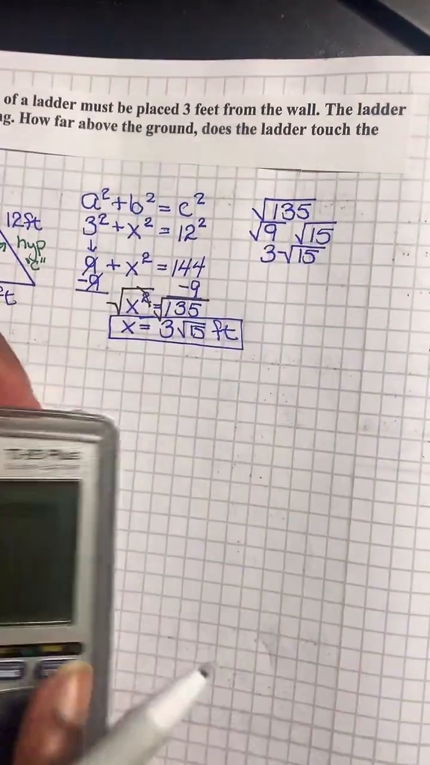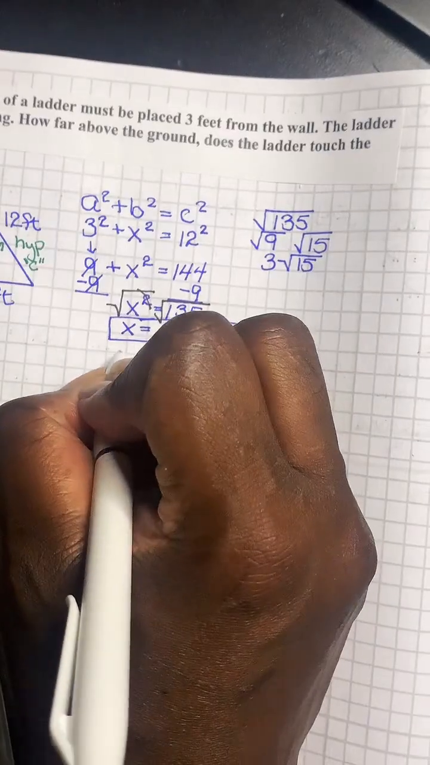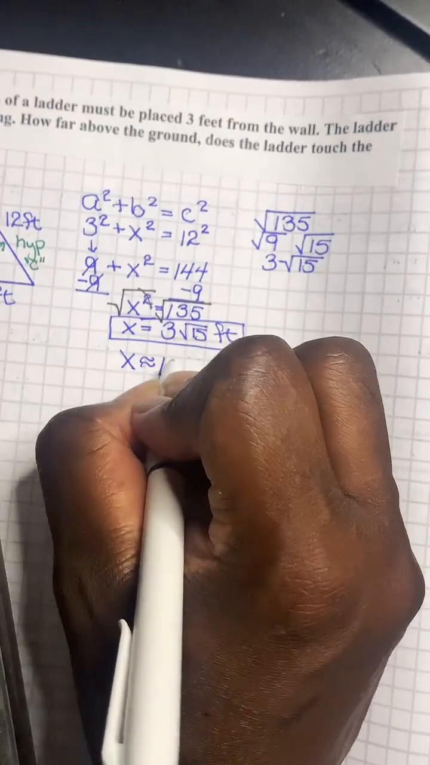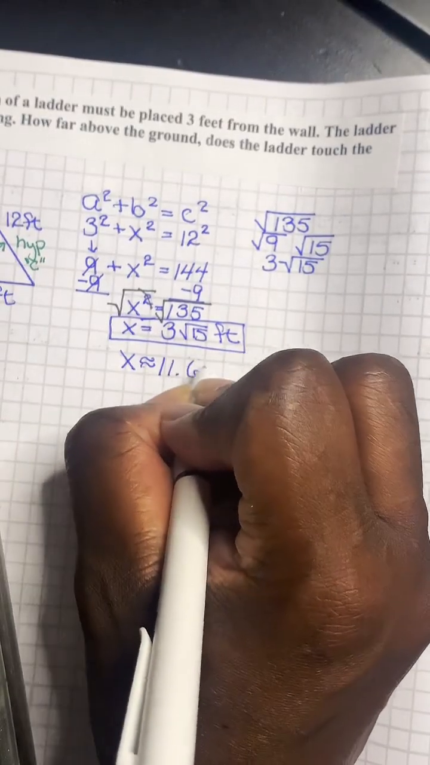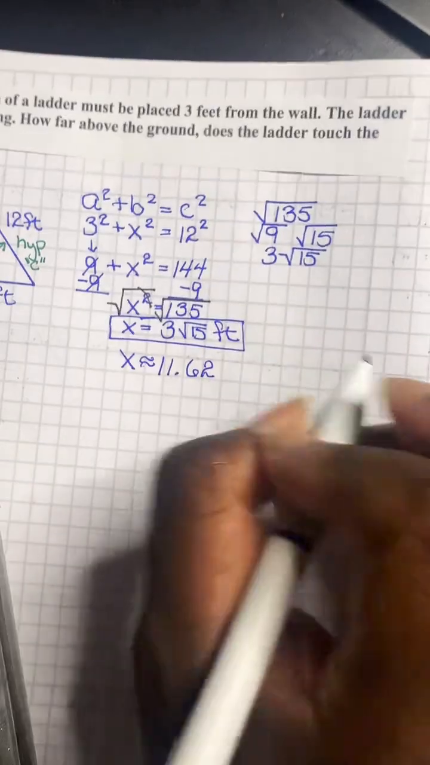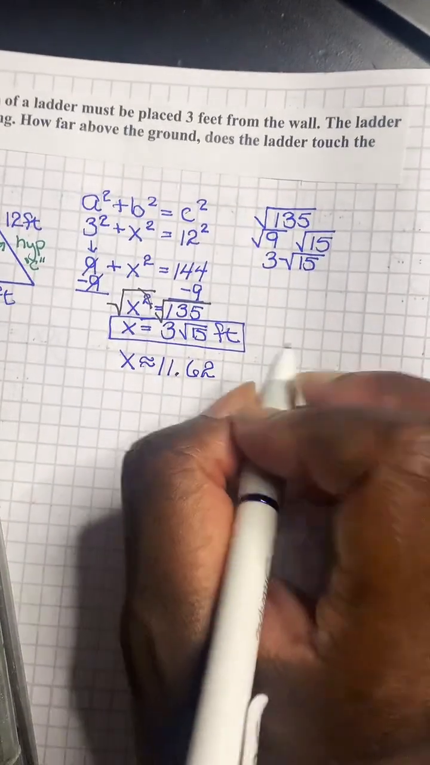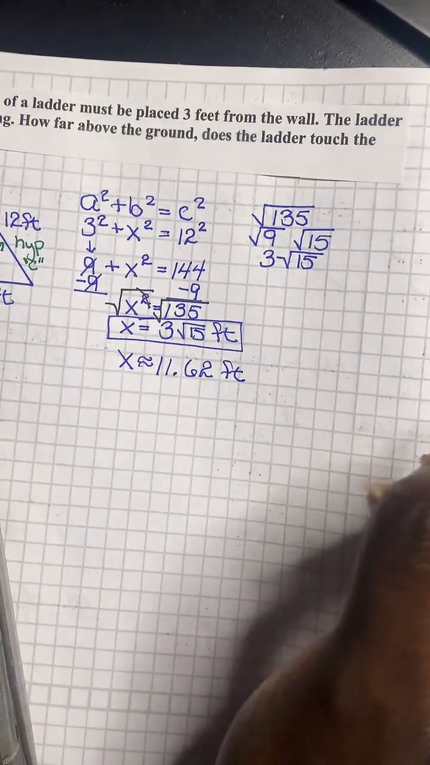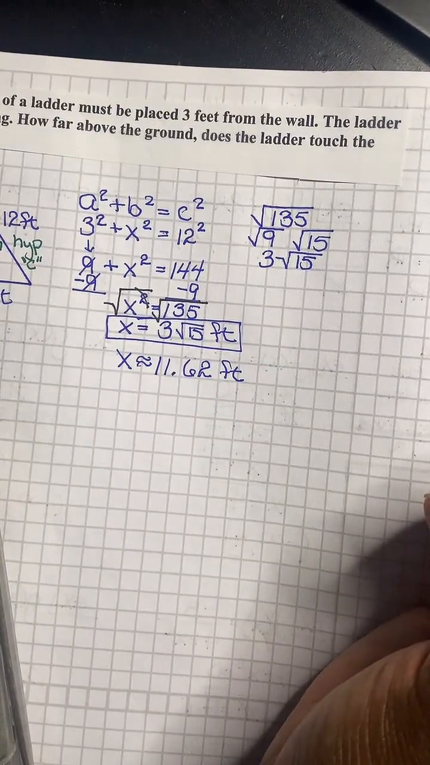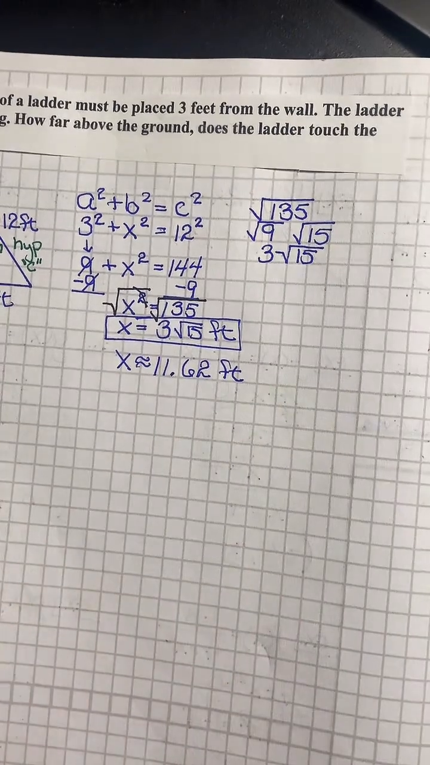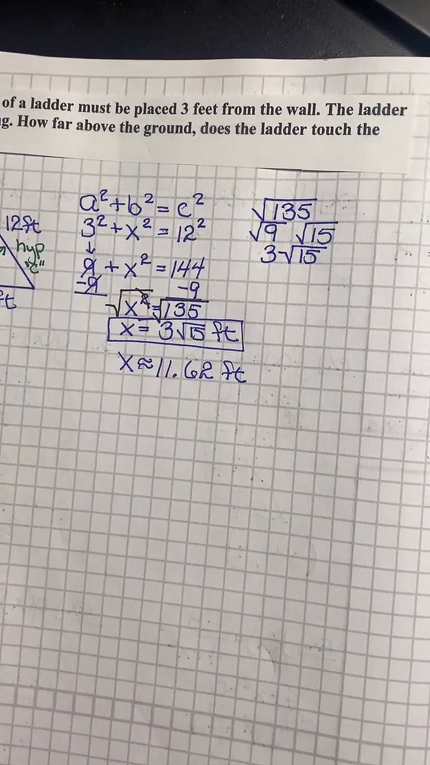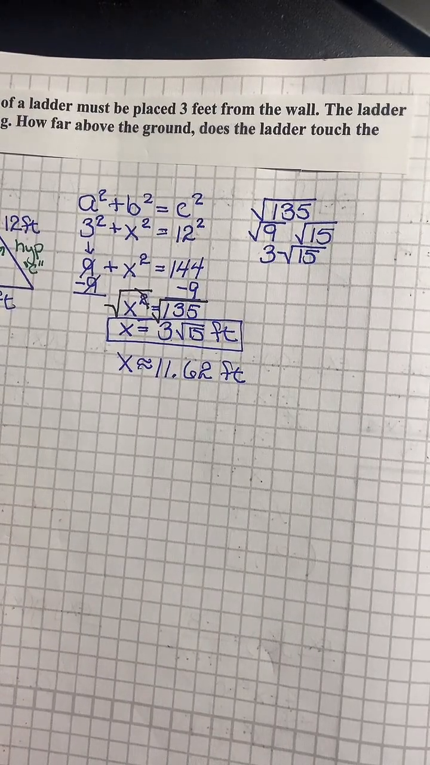So our approximate, which we write with an equals sign with waves, is going to be 11.62, or 11 and 62 hundredths feet. And it's not feet squared because we're not doing the area. Okay, only when we're dealing with area do we use squares. So it's just feet. Okay. All right.